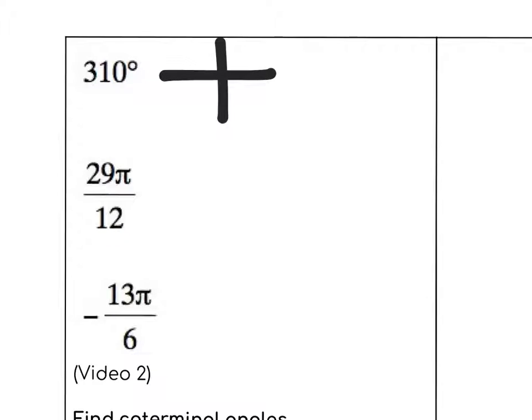Okay, 310 degrees. I know that here we're starting at 0, and going positive is going counterclockwise. Going around the whole way would be 360, so I'm going to dial that a little bit back. And instead of going all the way, maybe go most of the way around. And here would be 310 degrees.